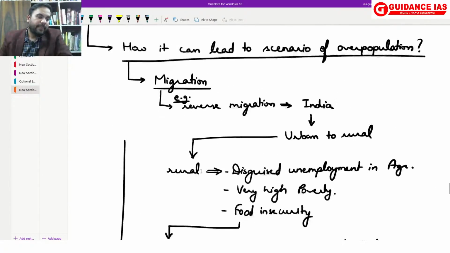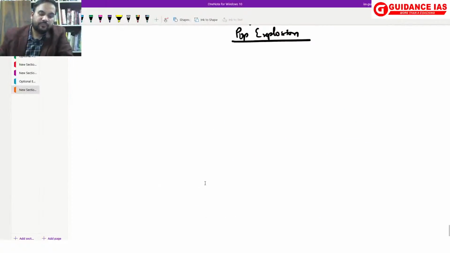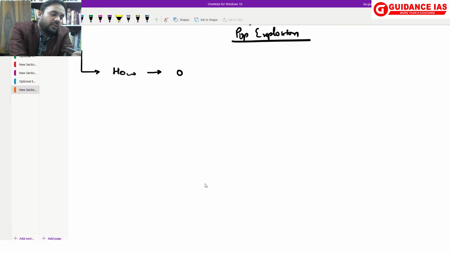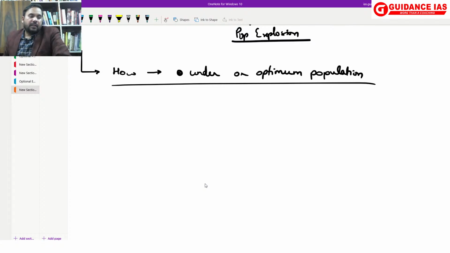Similarly, tell me how it can lead to, can I write a little bit also on how it can lead to under or optimum population? How it can lead to under or optimum population.